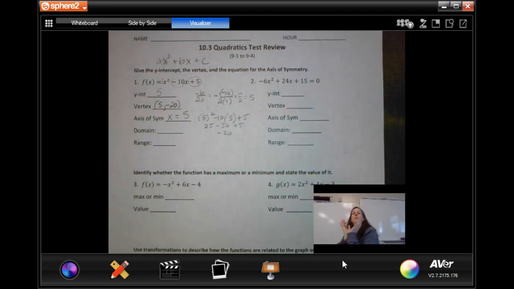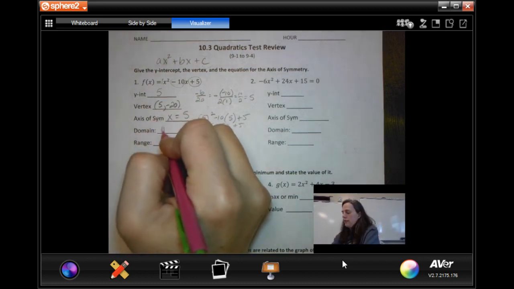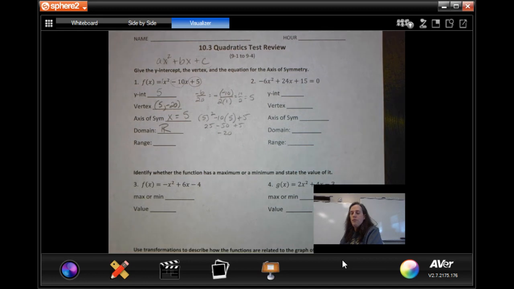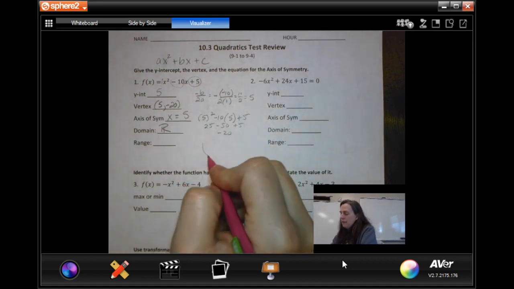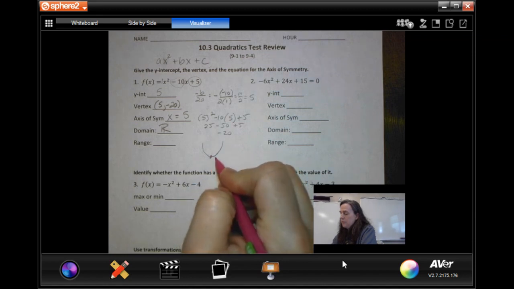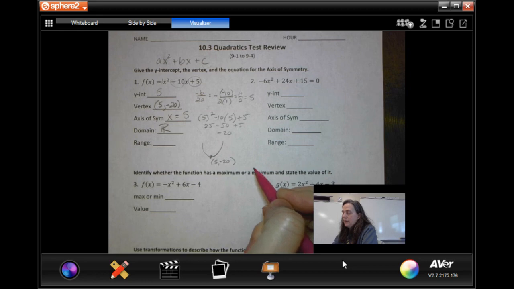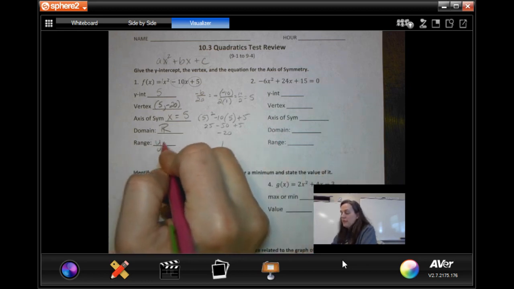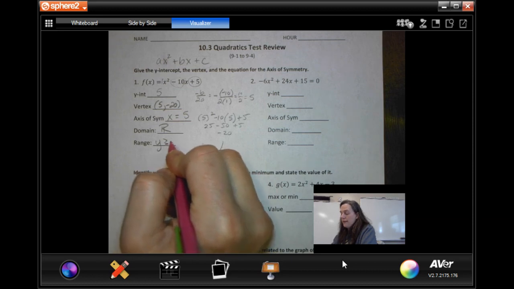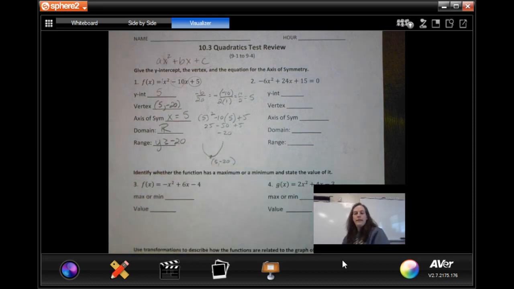Domain. We know with parabolas, you can put any X value in there. So it's all real numbers. And with range, the bottom point, let's see, I'm going to draw it like this. So this is our parabola. And down here at 5, negative 20, that's our lowest point, like our minimum. That means that our range is everything above or equal to negative 20.